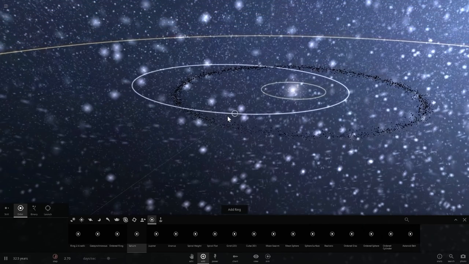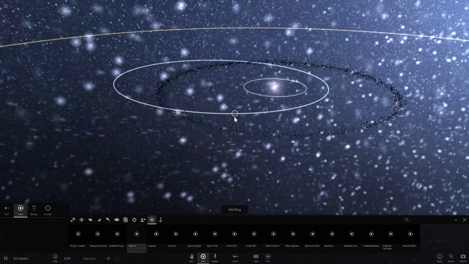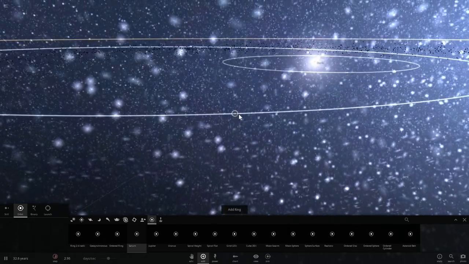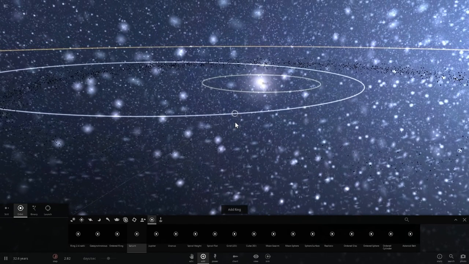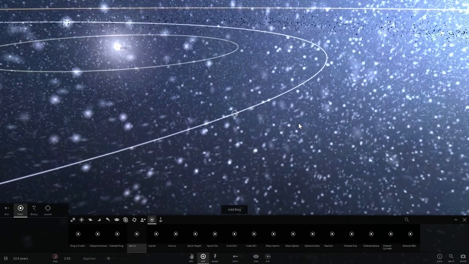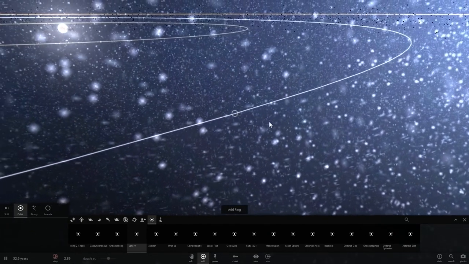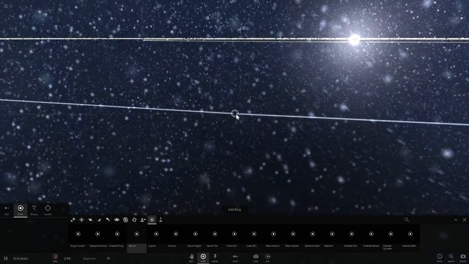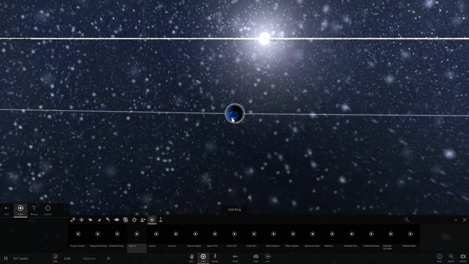And as you can see, it just passed through the belt with no collisions at all. And this is quite likely what would actually happen. It would disturb other asteroids, and maybe some of them would instead collide with other planets, including Bespin. But here we didn't really experience anything, and that's the reality.